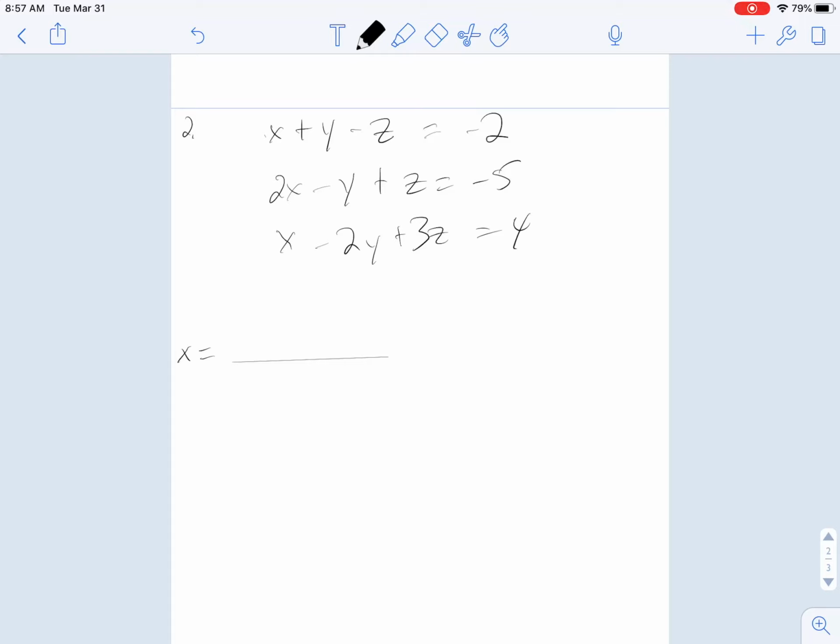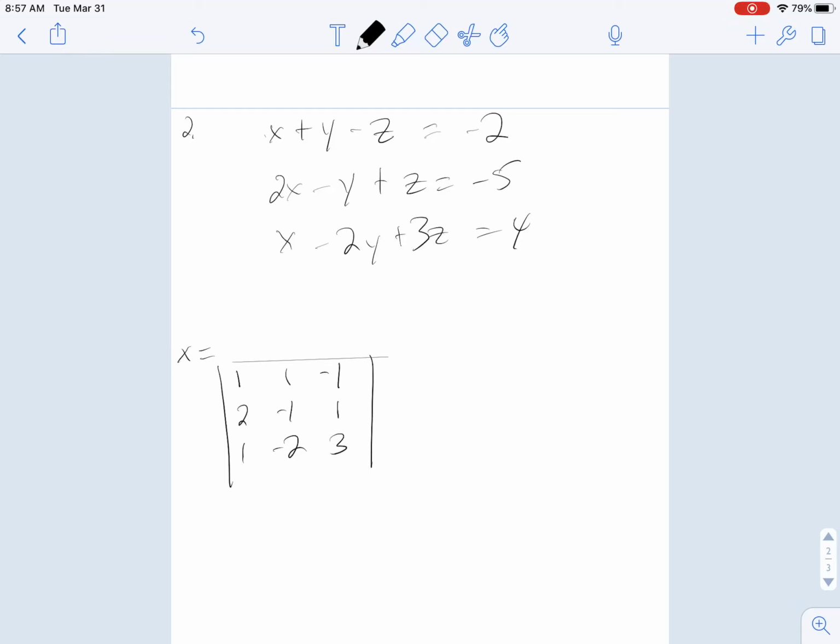Now, let's do the denominator first, because that's the coefficient matrix. We just grab the coefficients out in front of the variables. So 1, 1, negative 1. 2, negative 1, positive 1. 1, negative 2, positive 3. And we're going to find the determinant of that. So we express that by putting in those vertical bars.